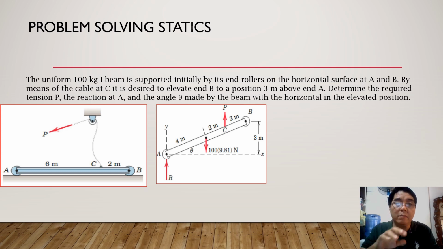We already pre-drawn this problem to save some time. If you are looking at my cursor here, this figure here is illustrating the problem, and this one is the free body diagram. So it is stated that there is this beam which is weighing 100 kilogram, and it is supported by its end rollers at A and B. It is to be pulled by a force P at point C, which is 2 meters away from point B. Okay. Now, of course, the weight of this beam will be acting on its center of gravity, which is somewhere here at 4 meters. Okay.